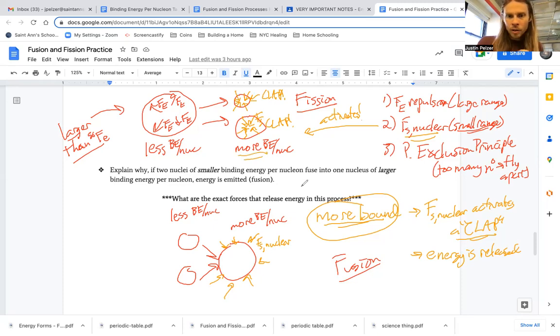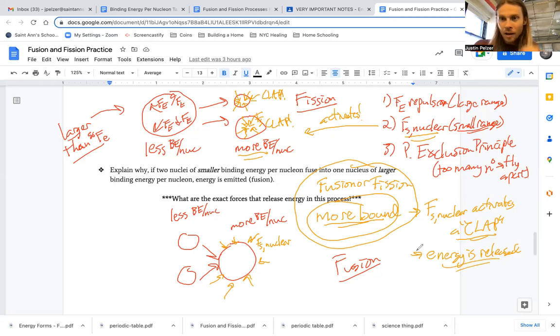So when you end with something with more binding energy, more bound, whether it's fusion or fission, the strong nuclear force activates a clap and energy is released. Boom. Tomorrow and in the next video, we're going to look at this mechanism in a little more microscopic detail to ask, well, what type of energy? What does it mean to say heat is released? What does it mean to say energy is released? Something has to carry the energy. What is it? We're going to find that out. That's next video. Don't worry.